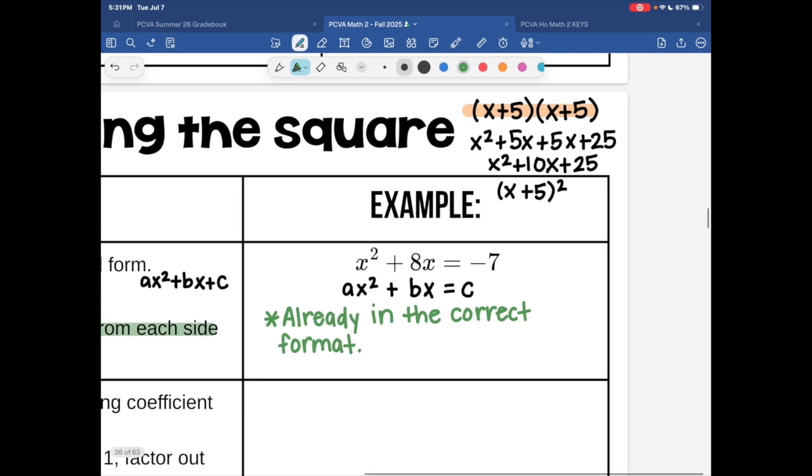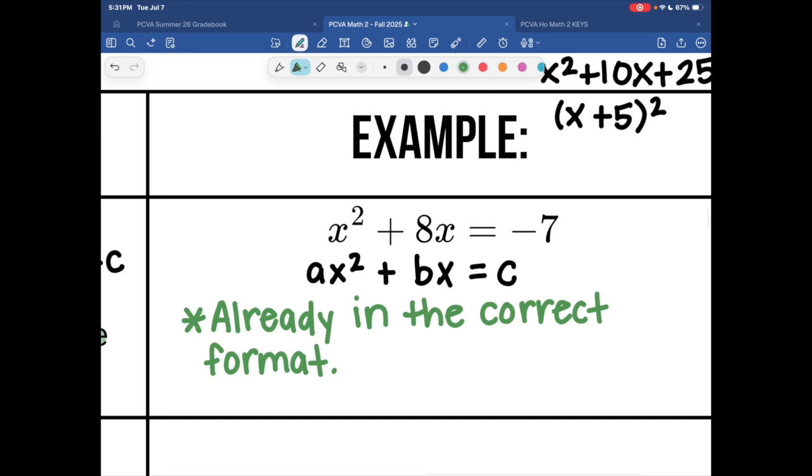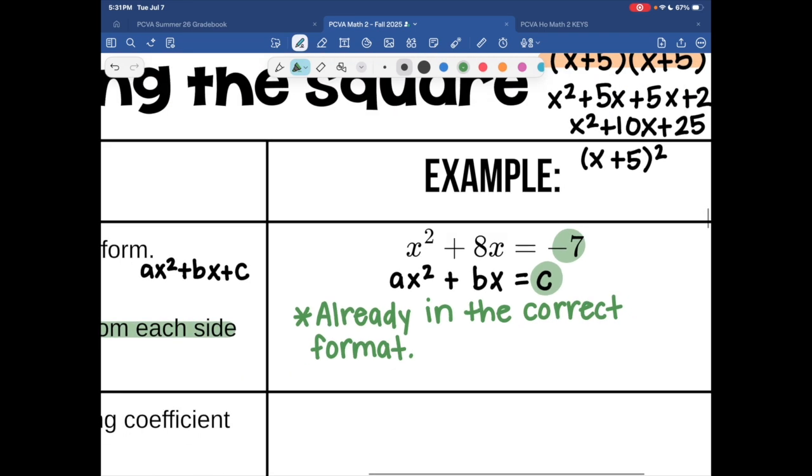Now, when I look at this one right here, I already have ax squared plus bx equals c. So we don't need to rearrange this one. It's already in the correct format to get started.